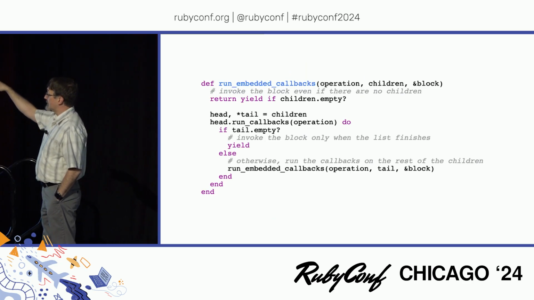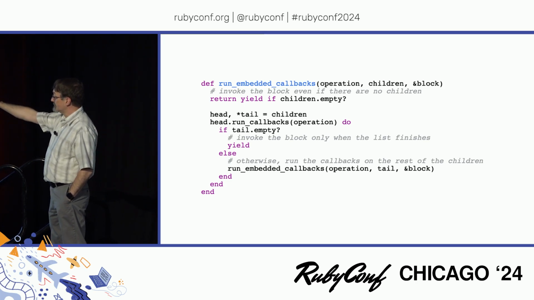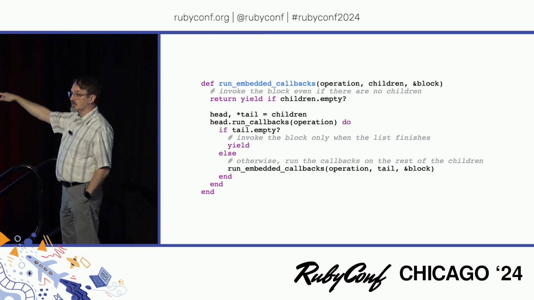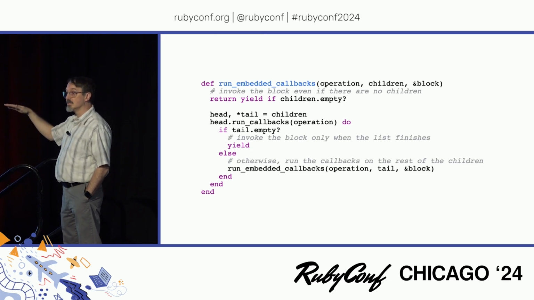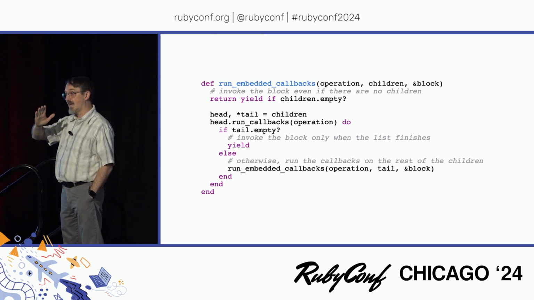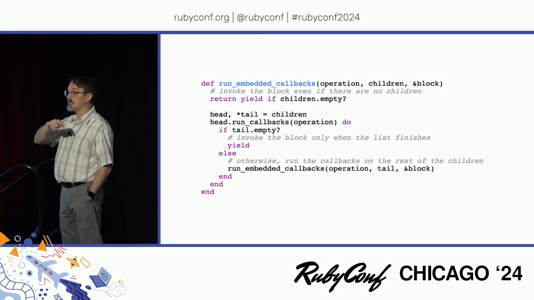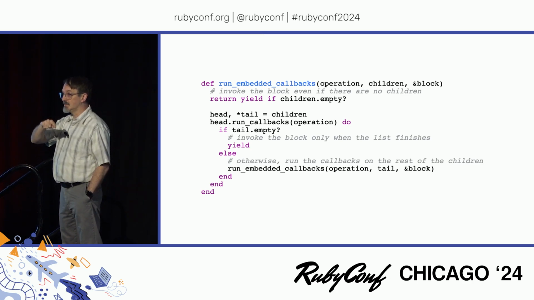Okay, so the key to the recursion is that call inside the block to run embedded callbacks. So it's calling itself, and every time it calls itself, it pushes a frame onto the stack to keep track of where it was when it needs to return from that function. Does that make sense? Yes.